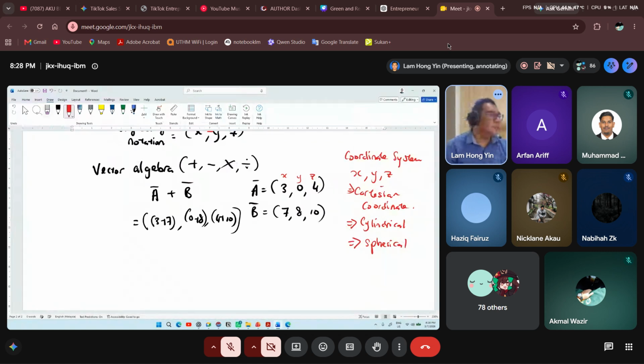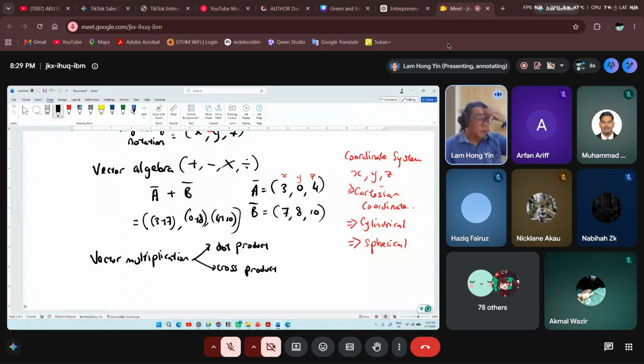But when we come to multiplications, when we talk a little bit about multiplications, there are two ways to multiply a vector, right? There are two ways to multiply the vector. We can use a dot multiplication, which we call a dot product, and also we can use a cross product, right? This is the dot and cross product of the multiplications.